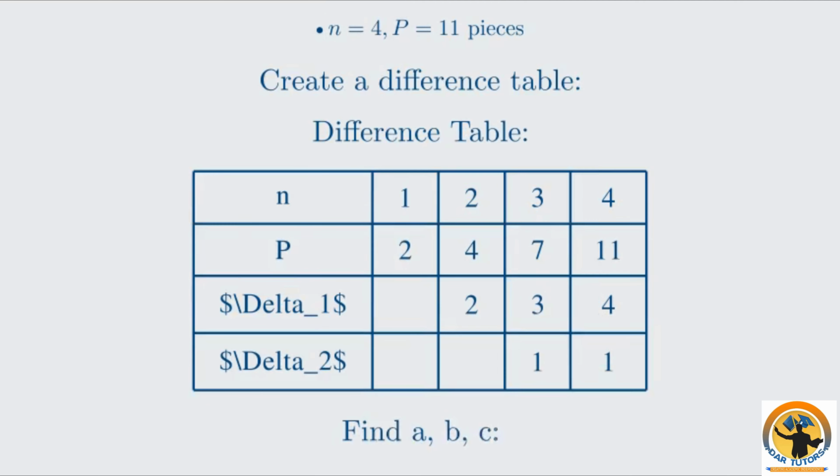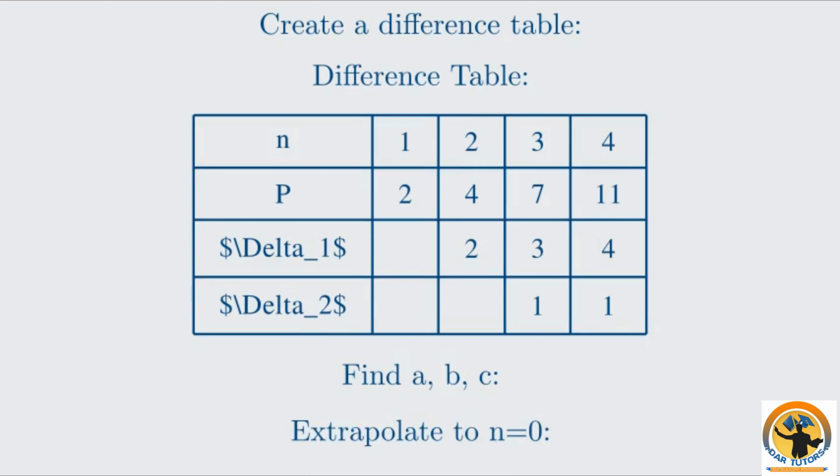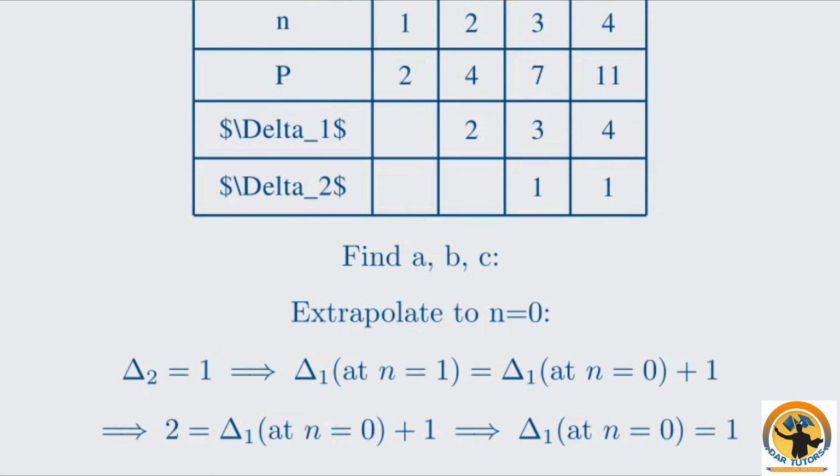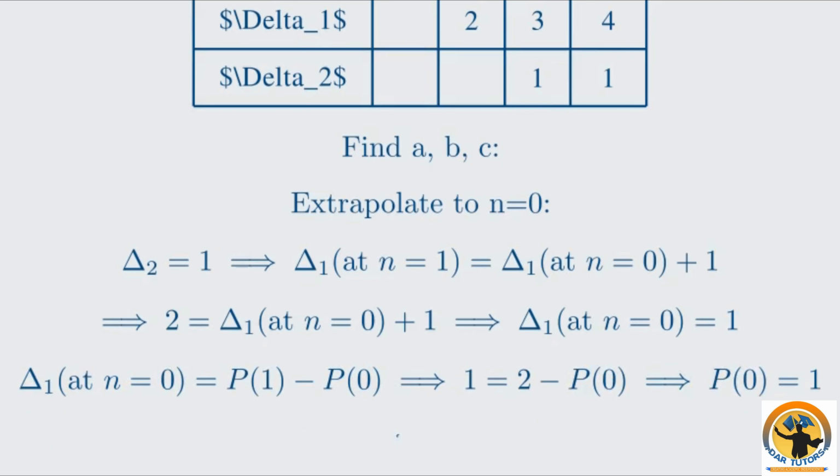Be careful here. Our table starts at n=1. We must extrapolate back to find the values for n=0. Since the second difference is 1, the first difference between n=0 and n=1 must be 1 less than 2, which is 1. The y value at n=0 must be 1 less than the y value at n=1, so it is 2 minus 1, or 1. This means c equals 1.